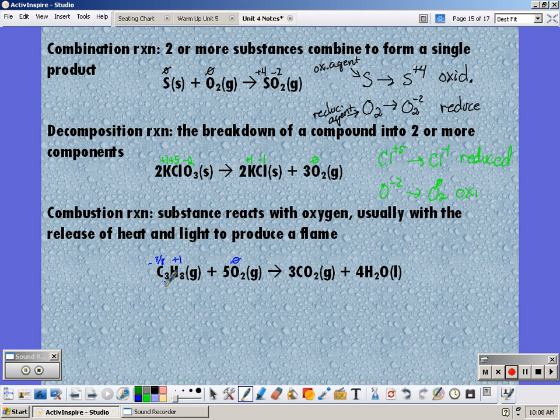Over here I have oxygen as a -2, so that's a -4, so carbon would change to a +4. Oxygen is a -2, hydrogen is a +1. So I have my carbon going from -8/3 to a +4, so it's being oxidized. And then my oxygen is going from 0 down to a -2, so it's being reduced.